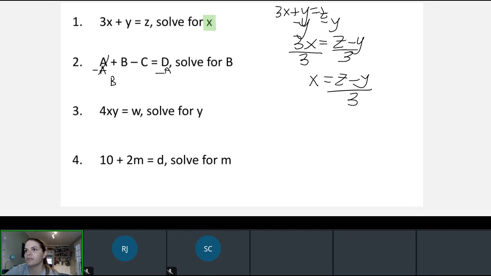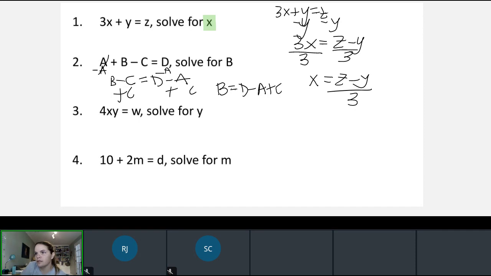All right. So those are going to go away. We're going to be left with b minus c. Okay, again, we're solving for b, so we want to get rid of that minus c. So how should we add c to b? Good, add c to both sides, exactly. So now we're going to get b equals d minus a plus c.